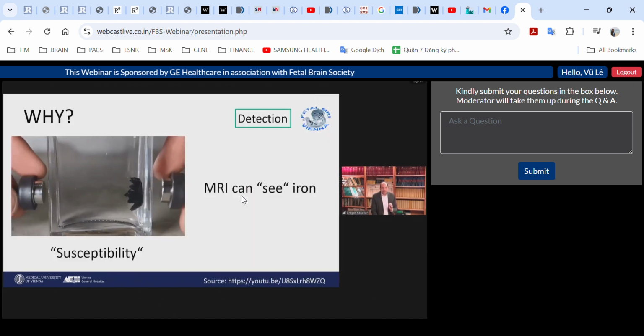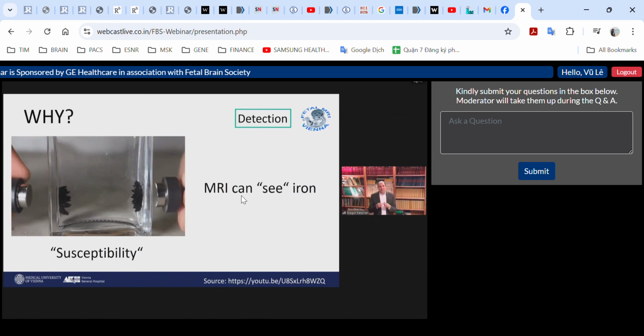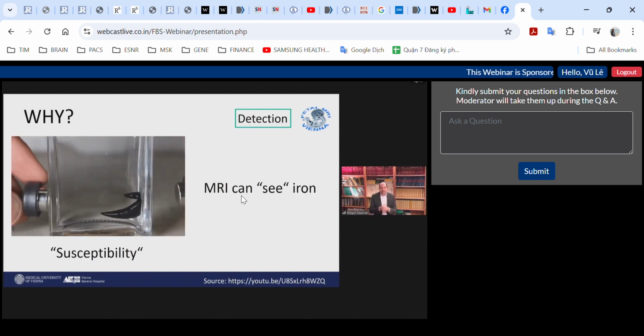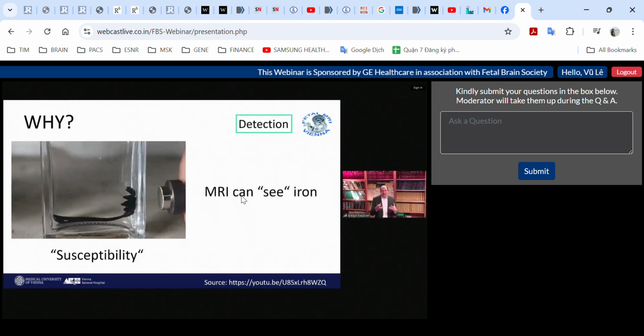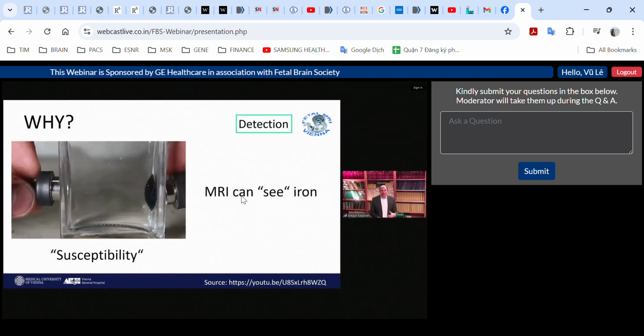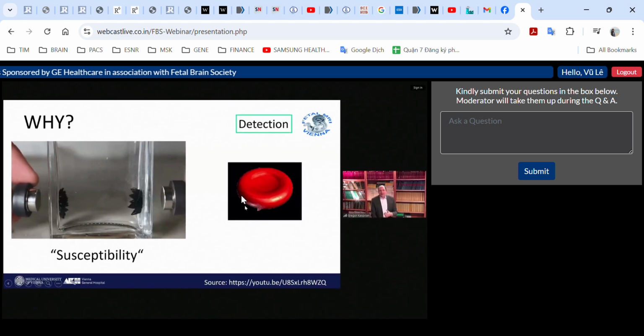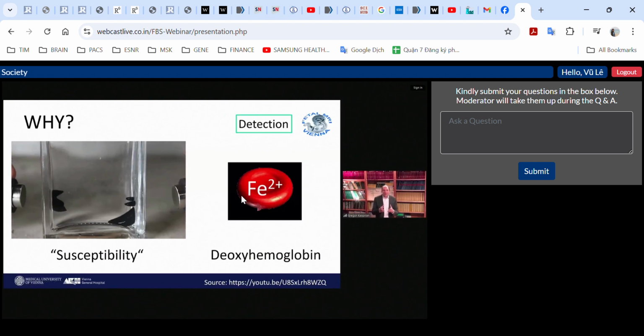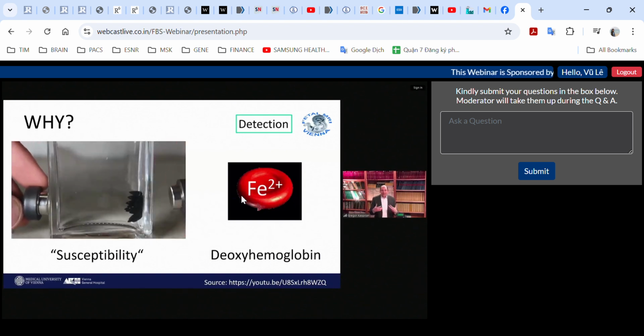What is it? Substances are susceptible to magnetic fields. Susceptible to magnetic resonance is a tool to visualize susceptibility. It contains a lot of iron in our body. Most of it is within the hemoglobin. It is basically magnetic.